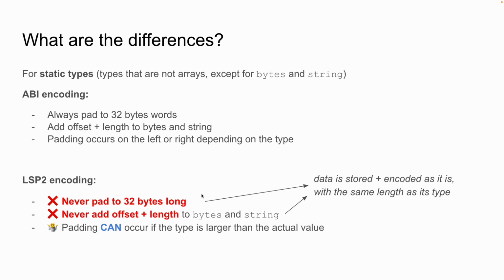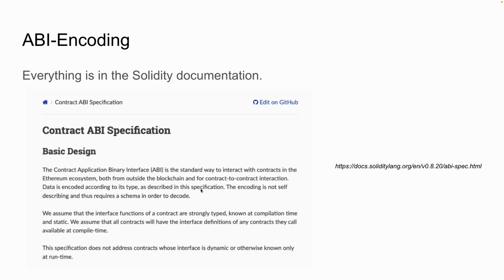Okay, now we're going to have a walkthrough through all the specific static types, and we're going to compare ABI encoding versus LSP2 encoding. You can head over to the official Solidity documentation under this link, and you will learn all the detail of what the ABI encoding format is for any Solidity type.